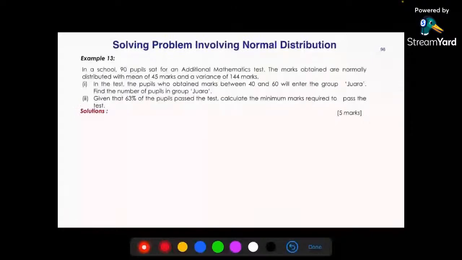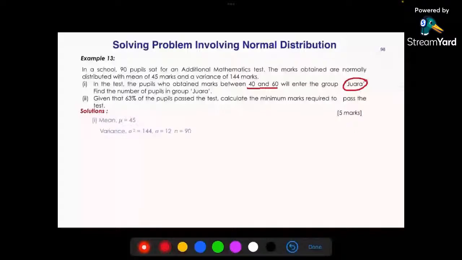90 pupils sit for an additional mathematics test. The marks obtained are normally distributed with mean 45, variance 144. In the test, pupils who obtain marks between 40 and 60 will enter the group juara. So siapa yang 40 to 60, dia akan enter group juara. So find the number of pupils in group juara. So in order for us to find the number, we have to find the probability. So mean adalah 45, variance 144, sigma ada 12 and n is 90.